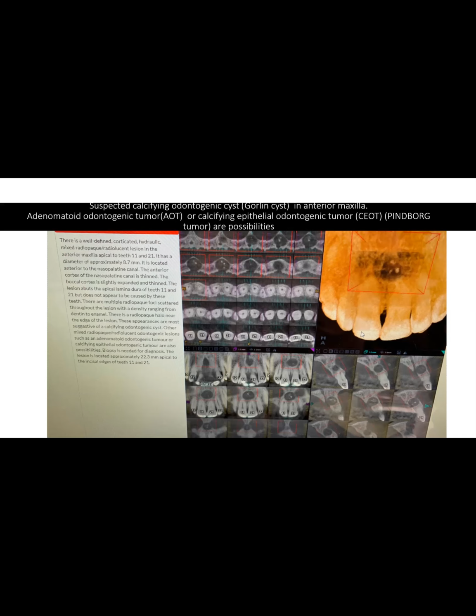There is a radiopaque halo near the edge of the lesion. These appearances are most suggestive of a calcifying odontogenic cyst. Other mixed radiopaque radiolucent odontogenic lesions, such as adenomatoid odontogenic tumor or calcifying epithelial odontogenic tumor, are also possibilities. Biopsy is needed for diagnosis. The lesion is located approximately 22.3 millimeters apical to the incisal edge of teeth 1-1 and 2-1.